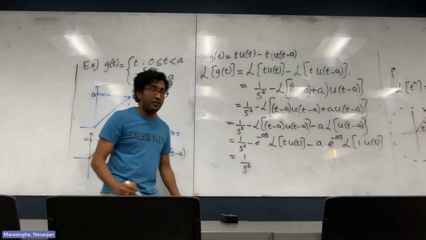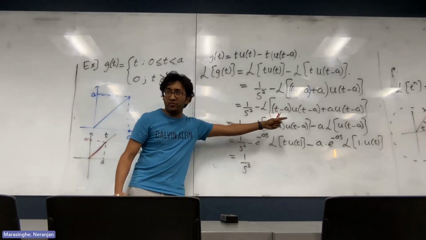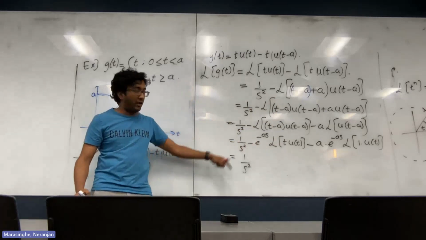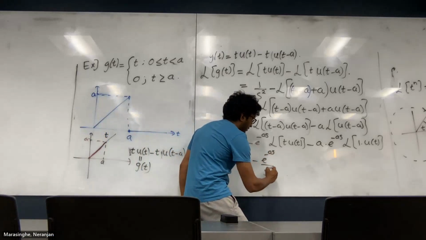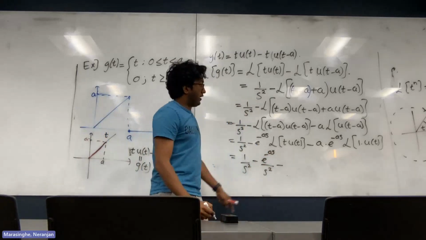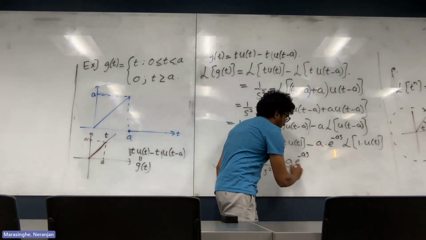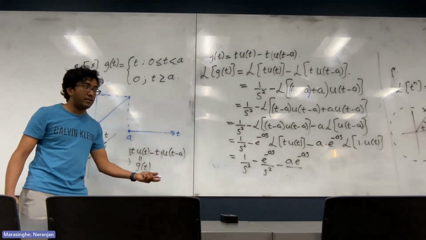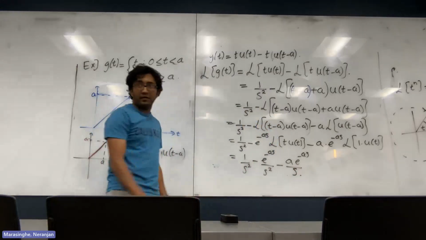Now we are almost done. What is the Laplace transform of t? By that formula, Laplace transform of t is 1 divided by s square. Then we get a times e to the minus as. What is the Laplace transform of ut? It is 1 divided by s. So I'm done.